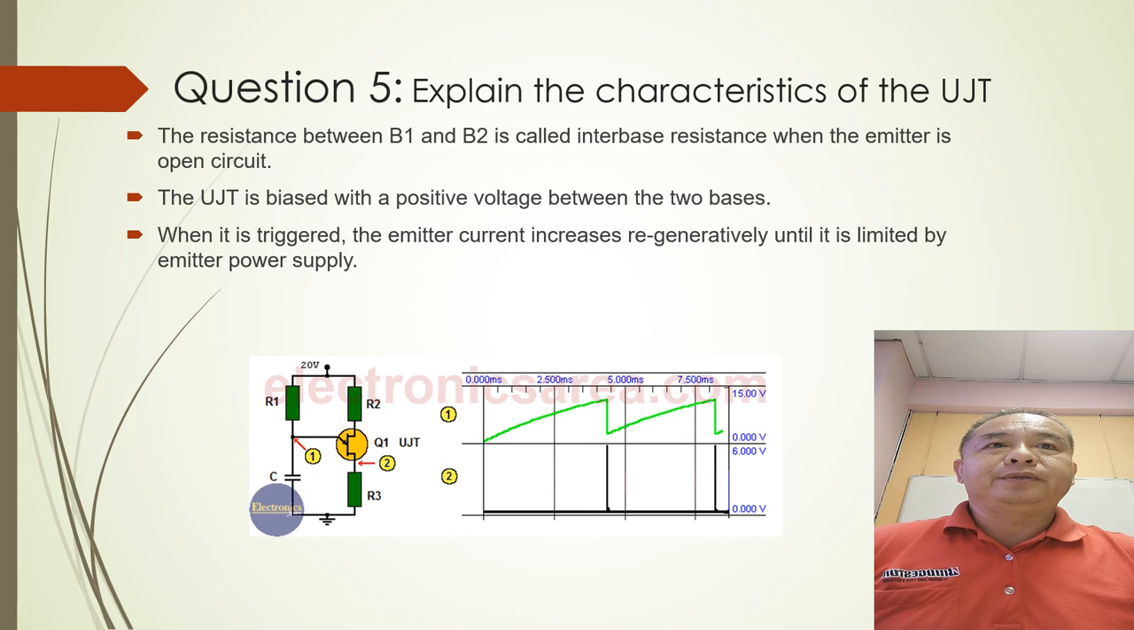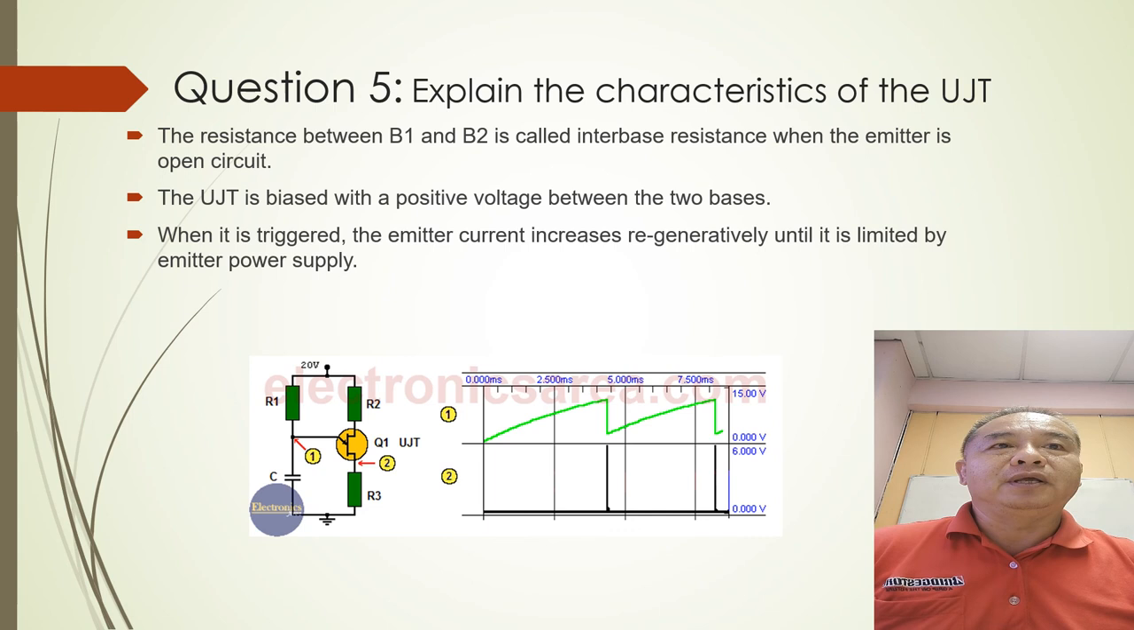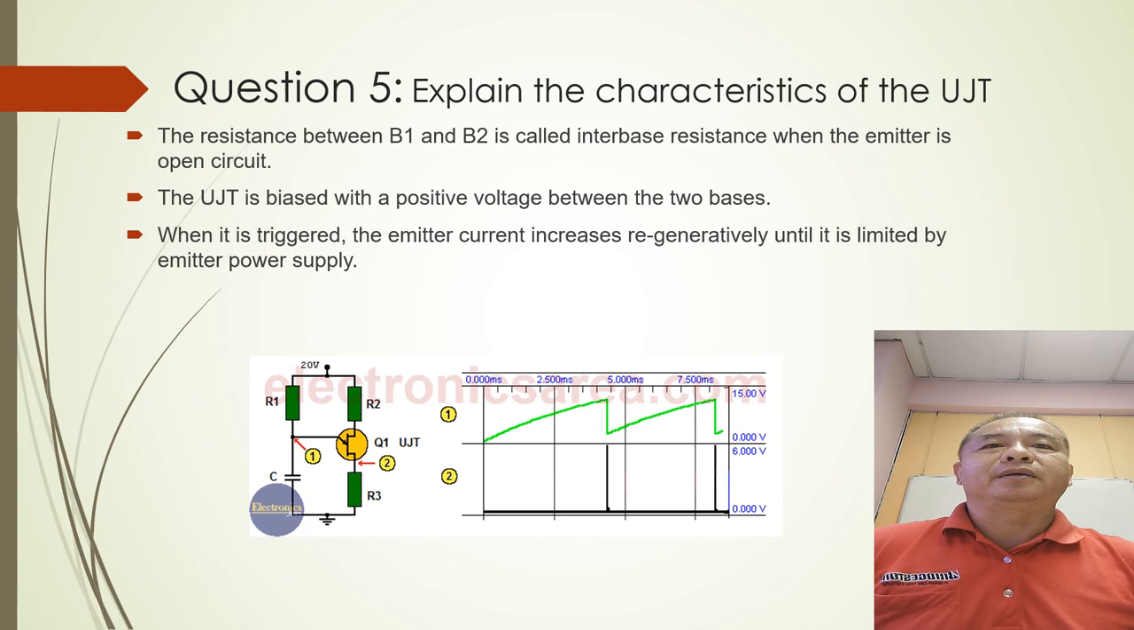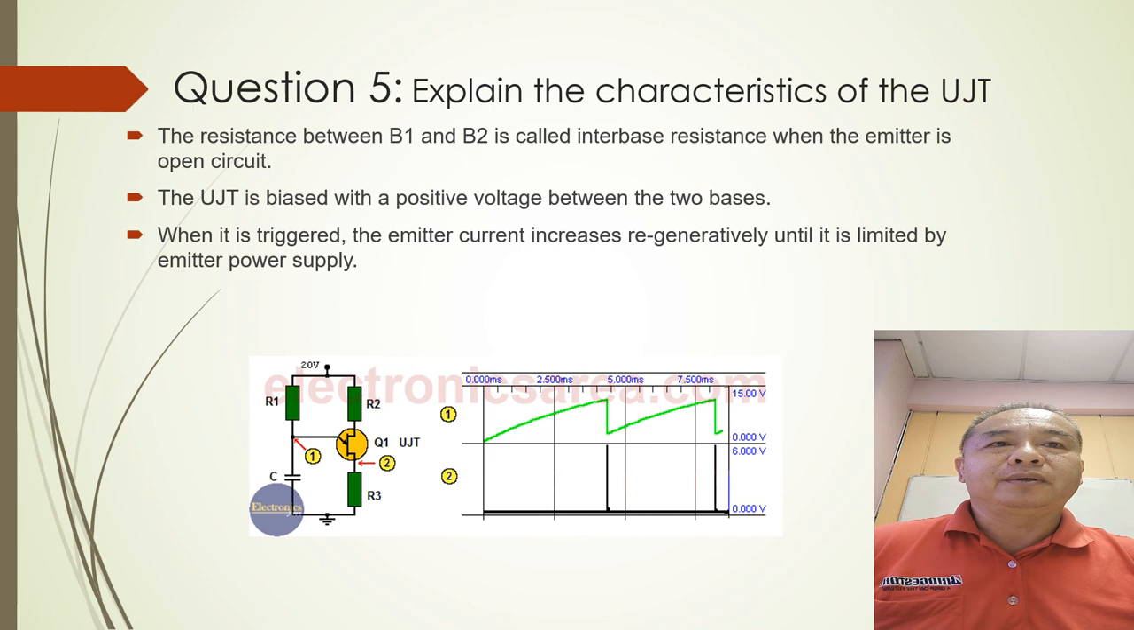Question number 5, explain the characteristic of the UJT. The resistance between B1 and B2 is called interbase resistance. When the emitter is open circuit, the UJT is biased with a positive voltage between the two bases. When it is triggered, the emitter current increases regeneratively until it is limited by the emitter power supply. You can see below the diagram. So we learn the result.